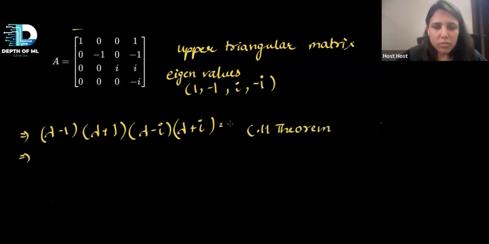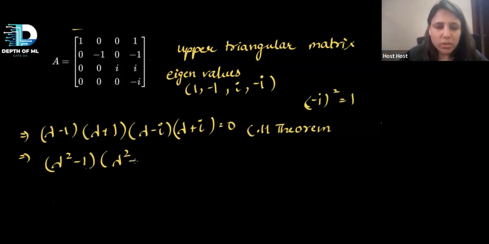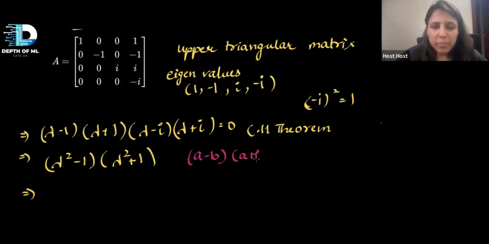So this is equal to 0, right? Let me compute this later. So I can write it as lambda square minus 1, and I can write it as lambda square minus i whole square, which is equal to positive 1, right? So this is lambda square minus i square, so this is lambda square plus 1, right? Now I can again combine these two, so it is a minus b. I'll just write this property here: a minus b times a plus b is equal to a square minus b square. Fine.